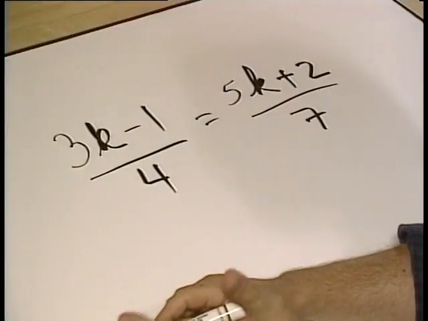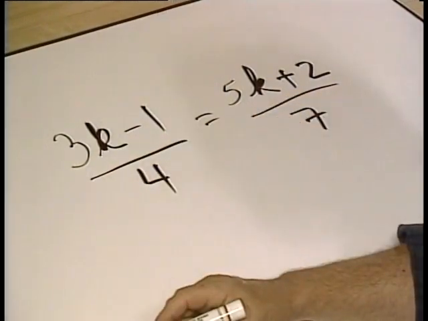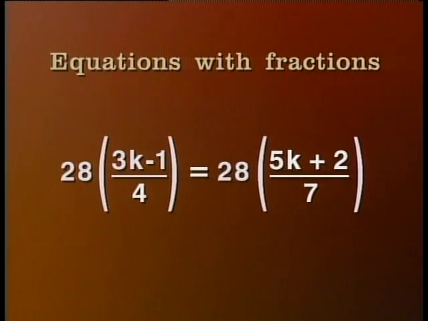It's also very common for linear equations to contain fractions, such as these. Now, as with equations with decimals, these equations are easier if we first clear the fractions by multiplying both sides by a common denominator. In this case, the least common denominator is just the product of the denominators, 28.